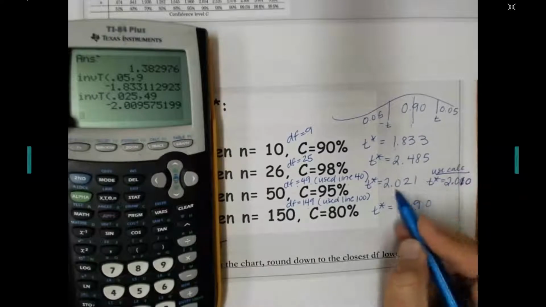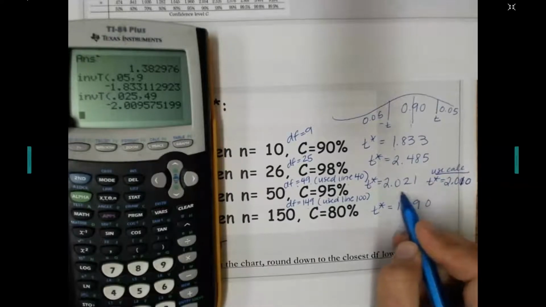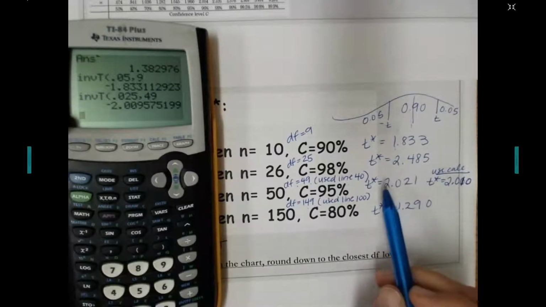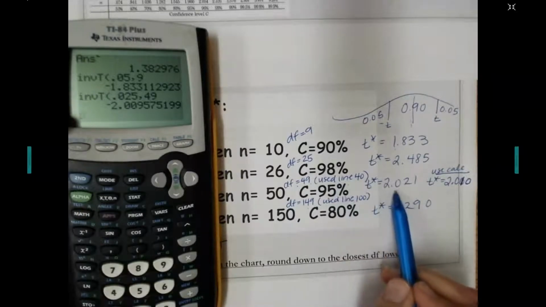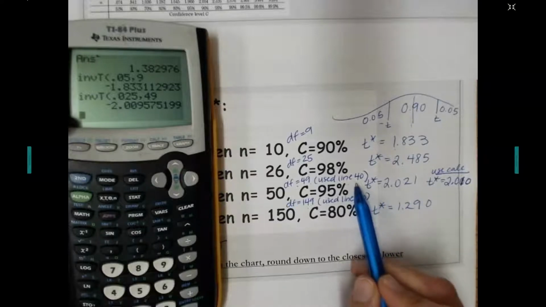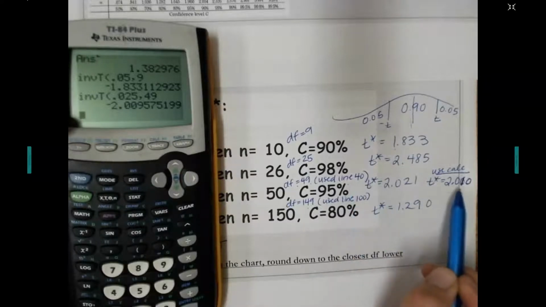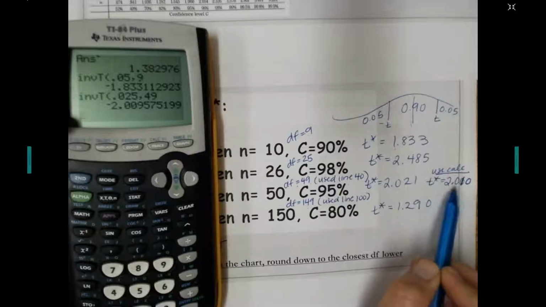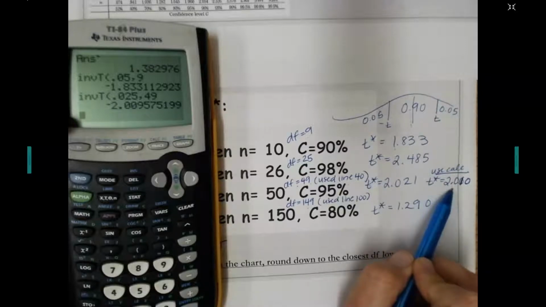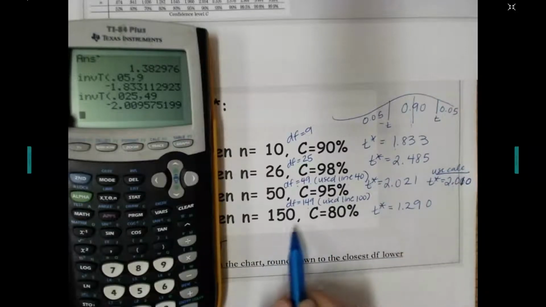So slightly off from what we saw on the table, because remember, this one was rounded. I do not care which one you use, but you must say how you got it. So if you're going to use this one, you need to say, I use line 40 on the t-table. If you use this one, you need to say, I use the calculator to find this. Okay? All right, let's try one more time for this last one.